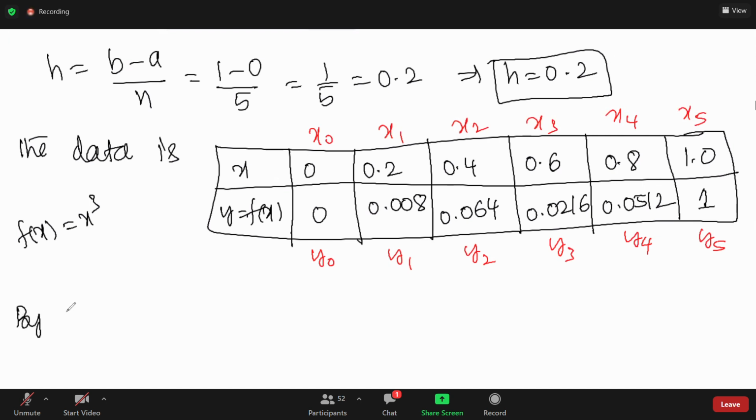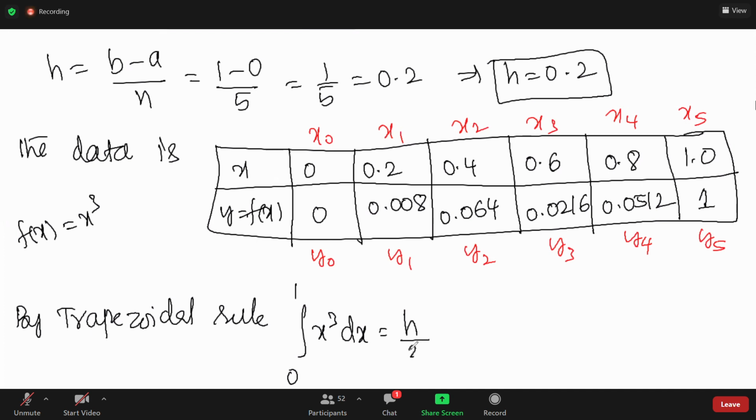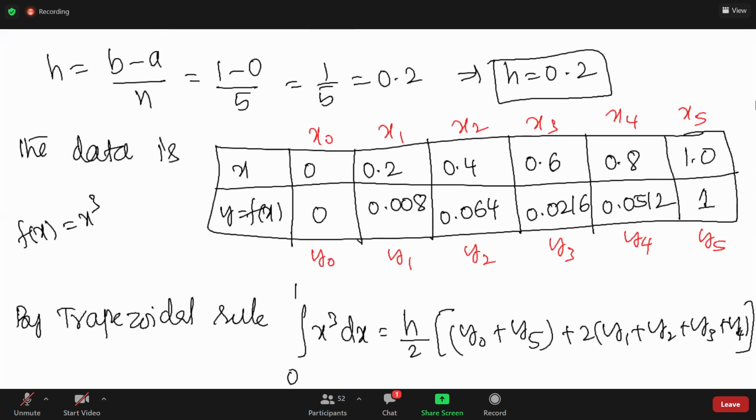So by trapezoidal rule, integration from 0 to 1 x cube dx is equal to h by 2 into, what's the first term? y0, last term y5, plus 2 times of remaining ordinates y1 plus y2 plus y3 plus y4. That is, the sum of first and last ordinates, y0 plus y5, plus 2 times the sum of remaining ordinates.